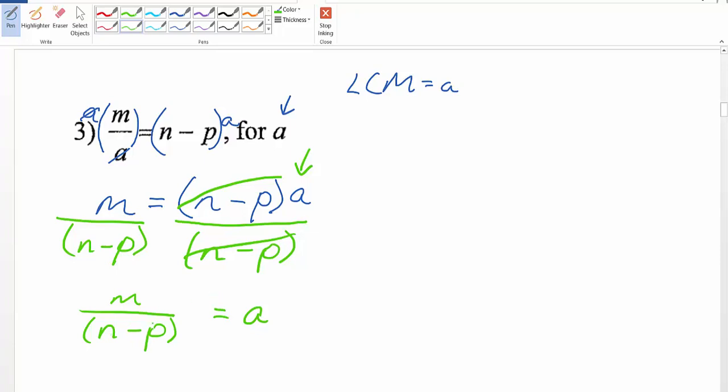Again though, that is example three from our 0.4 set of notes.